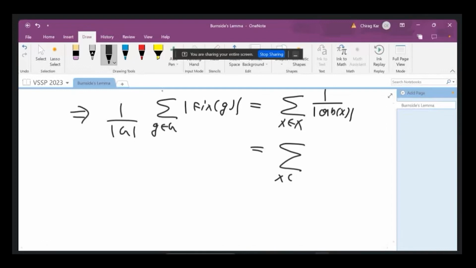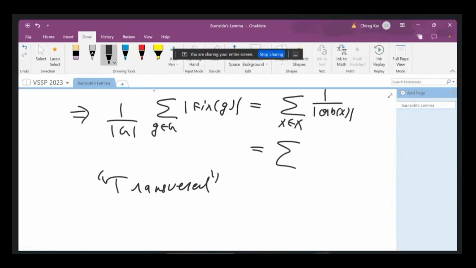Okay, let me just recap what just happened. In this situation, since the orbits partition the set, we can take one representative from each orbit, and we call that the transversal of X, of this partition specifically.